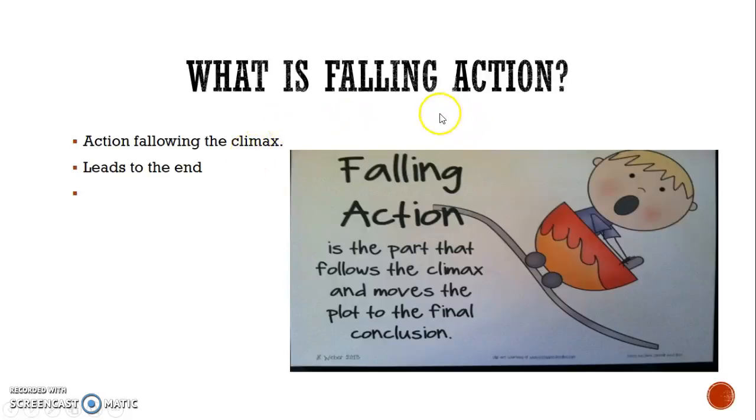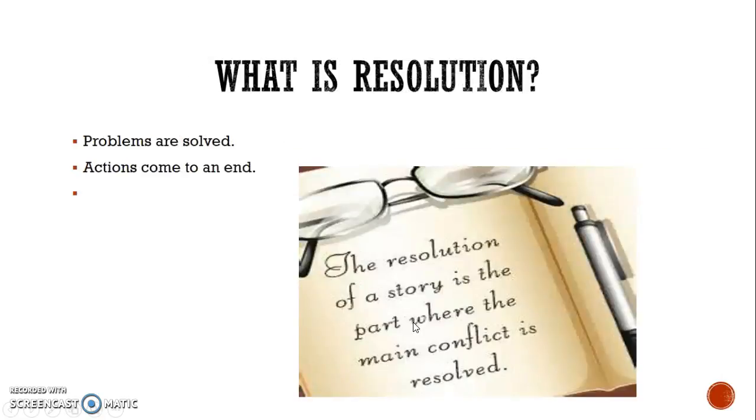What is the falling action? Action following the climax leads to the end. Falling action is the part that follows the climax and moves the plot to the final conclusion. What is the resolution? Problems are solved. Actions come to an end. The resolution of the story is the part where the main conflict is resolved.